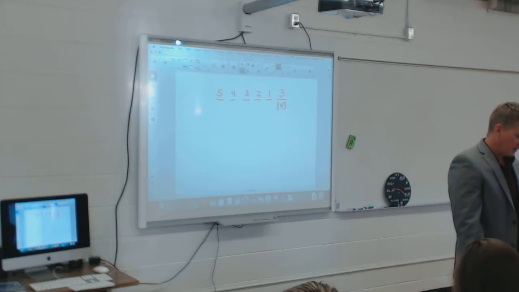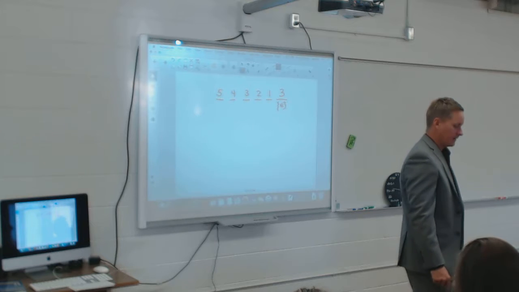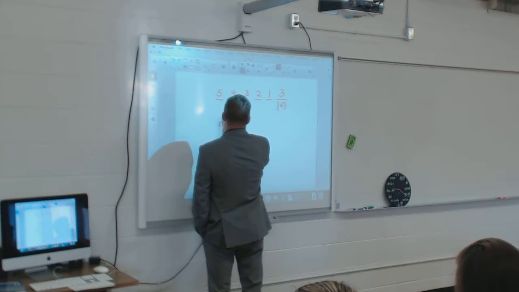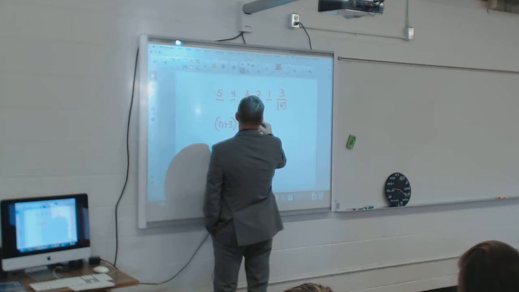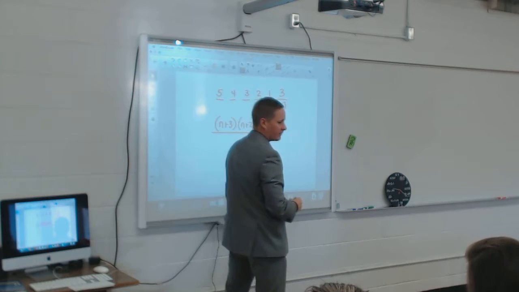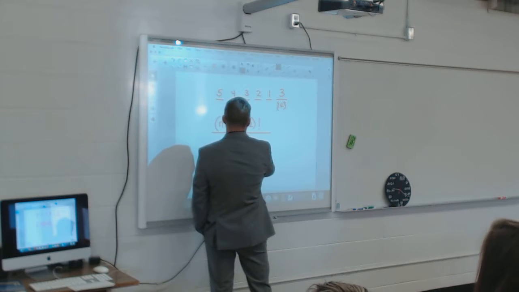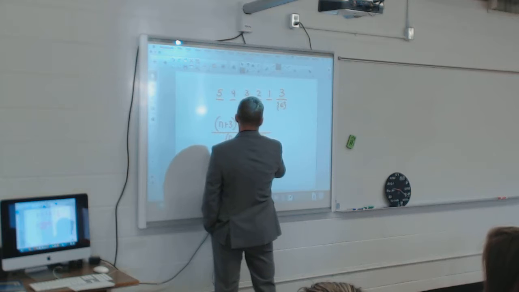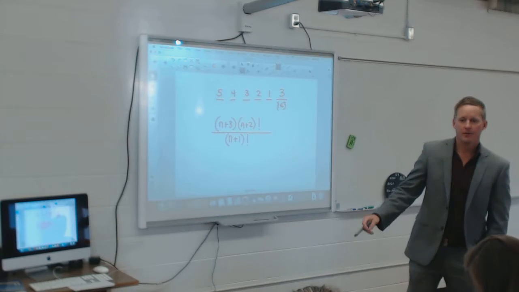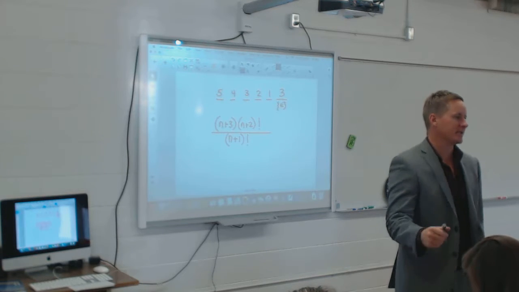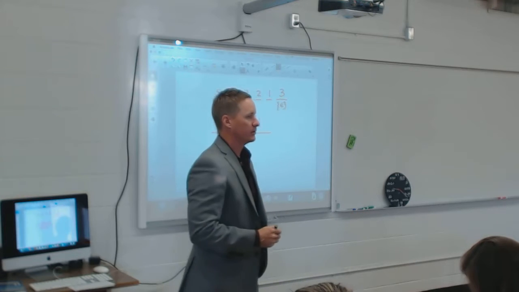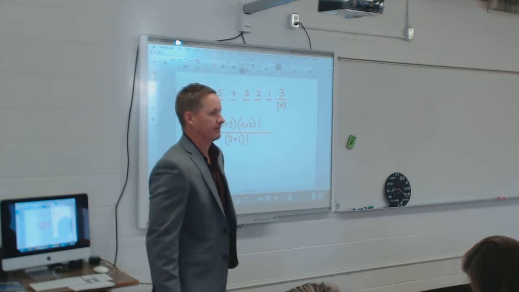How about this one? Simplify: n plus 3 times n plus 2 factorial, over n plus 1 factorial. It asks us to simplify that. First question for you is this. Which is the larger number, the numerator or the denominator? The top or the bottom? Which is the larger number?